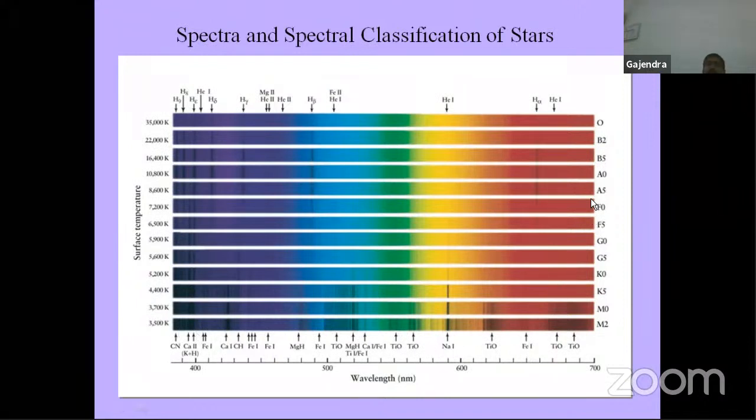If you look at the O type, O has almost no dark bands compared to the other classes. Like B2, slowly the bands start appearing, and at A0 they appear strongest, and then slowly disappear. So this is how they classified. The stars which had strong bands, they classified as A0. Slightly weaker, they made B. Then those where the bands almost disappeared were classified as O.